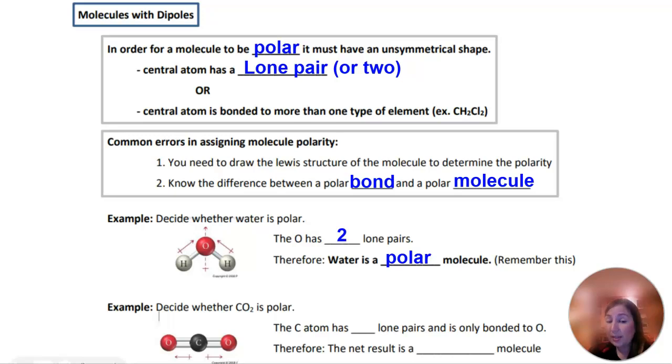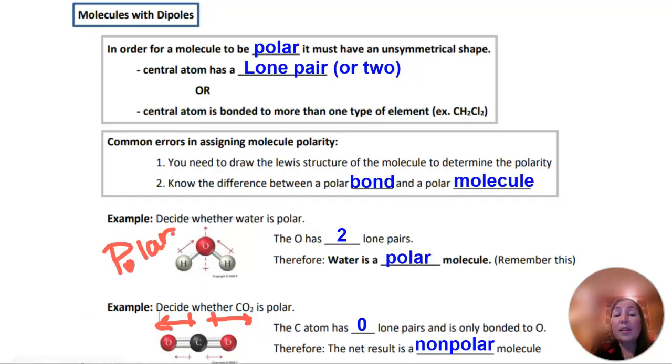Let's look at CO2 and decide if it is polar. So the carbon atom doesn't have any lone pairs on it, only bonded to O. It has these C to O polar bonds, but here they're symmetrical and they actually cancel. So the net result is that CO2 overall is not polar. So here's an example where one is polar because it's asymmetrical, and one is nonpolar because we get a canceling out, or symmetrical, where two polar bonds actually are able to cancel each other out.